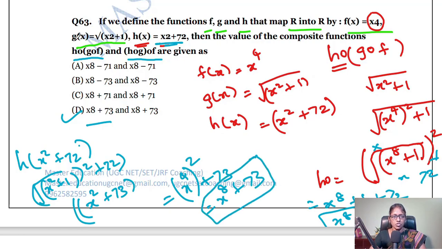So h of g of f and h of g and then f. Just remember, g of f means first you write down this g of x and inside you have to give this x power 4. If f of g means in the f, inside you have to give the g of x value only to the x value. So be very careful and work out all those problems, then you will be very clear.